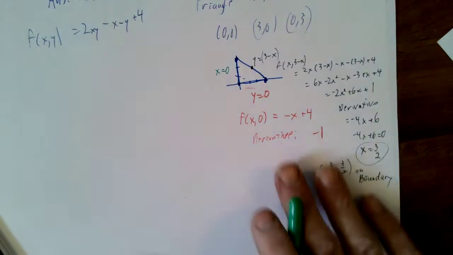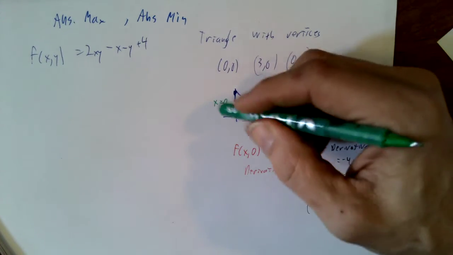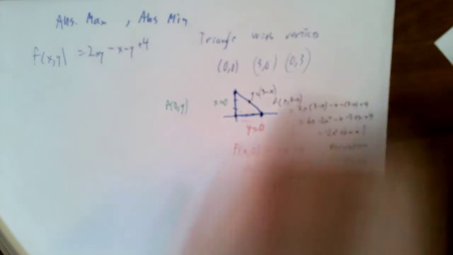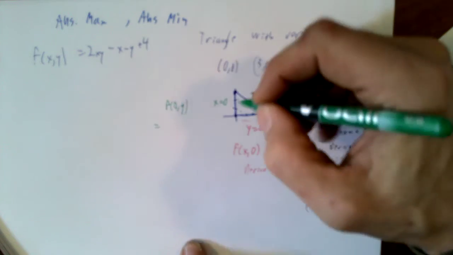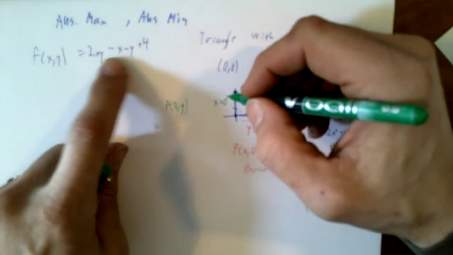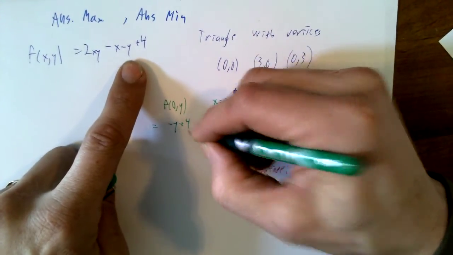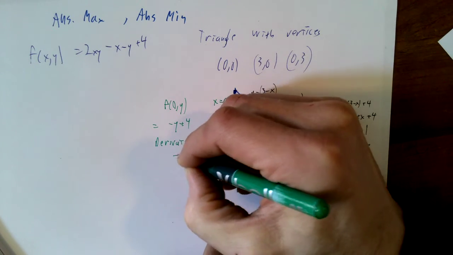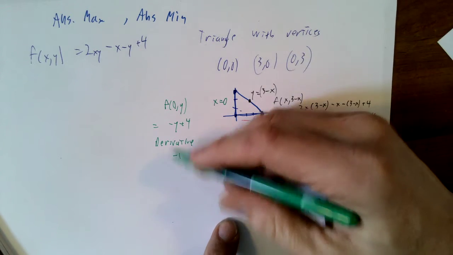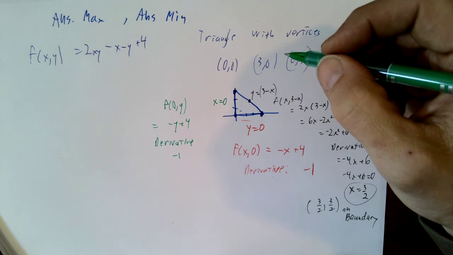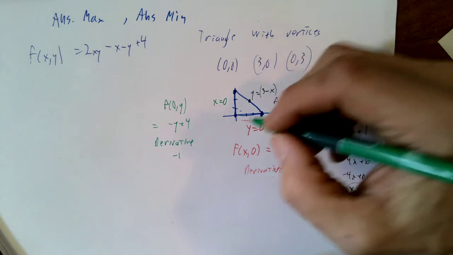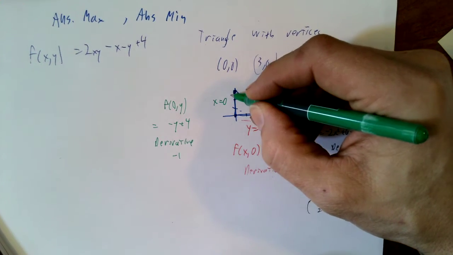One more piece to do before I even get to the partial derivative part, one more one variable piece to do. What is f of 0 comma y when x equals 0? Substitute 0 in for x, and you get negative y plus 4. Derivative is negative 1. So it's never equal to 0. There's no max or min value along that boundary. That's going down as y goes up.